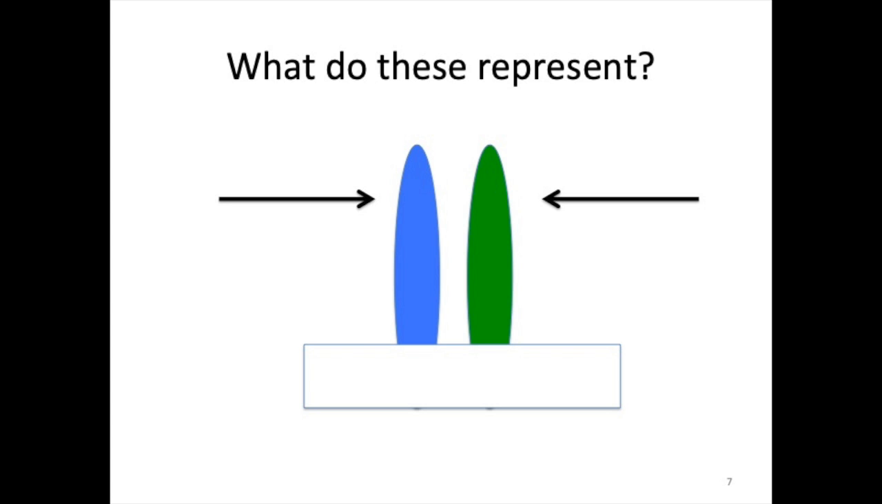Let students discuss what they think the strips represent, first in small groups, then as a class, to make sure they understand that this is a model representing two forms of an allele, and that you can represent different things like heterozygous and homozygous.